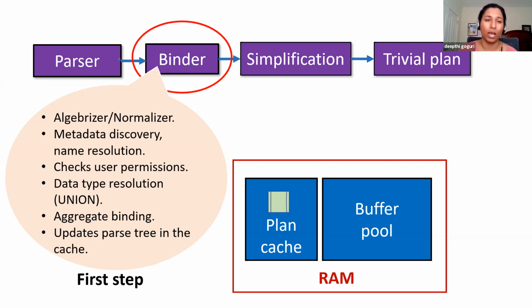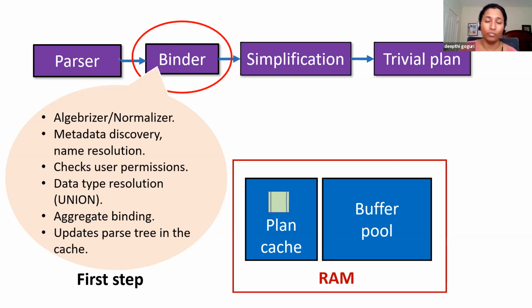And data type resolution also happens here. What do I mean by data type resolution? Let's take an example of a simple select statement between two tables. You are using the union all clause between those two tables. So when you are using union all between those two tables, the ordinal columns of those two tables should match in their data type. If they don't match, then there will be an error. So those kinds of things are checked at the binder component. And aggregate binding also happens here, like sum, average, those kinds of things are bound here.